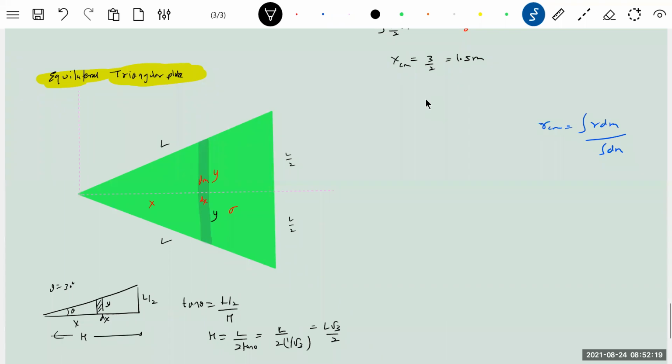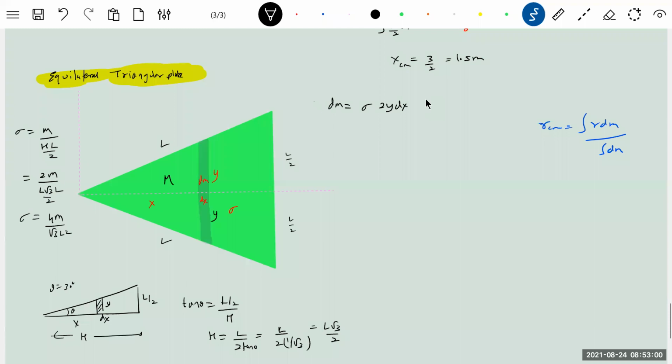So then we can define the mass via sigma. How do you define sigma? Let the mass of the plate be m. Sigma we'll first define as mass by area. The area will be H into L by 2. So what is H? H is L root 3 by 2, so sigma is 4m by root 3 L square. This is going to help us here. Now how do you define dm? dm will be sigma into the area of the rectangular strip.